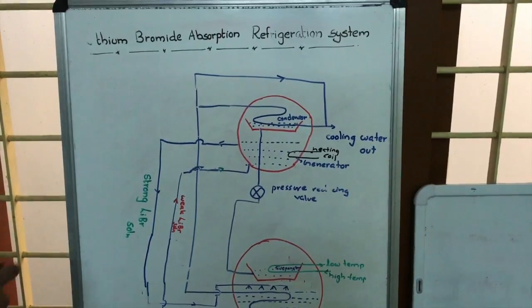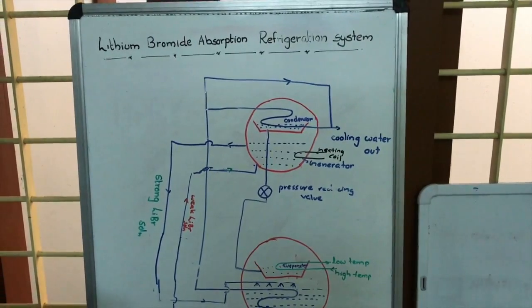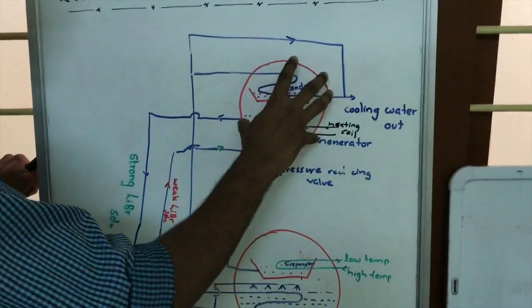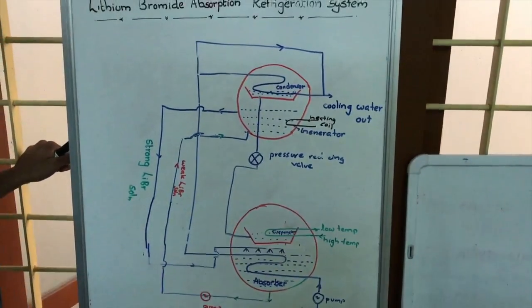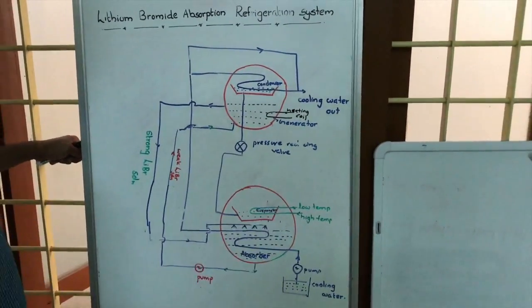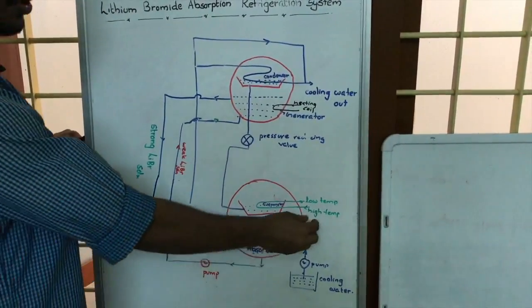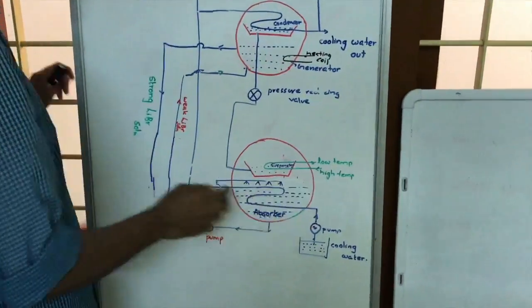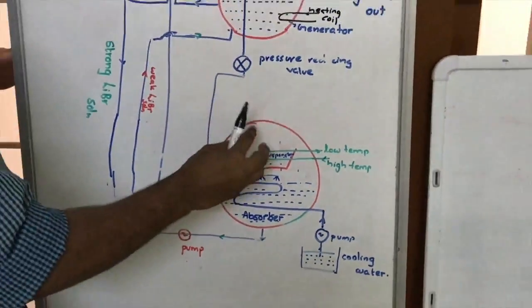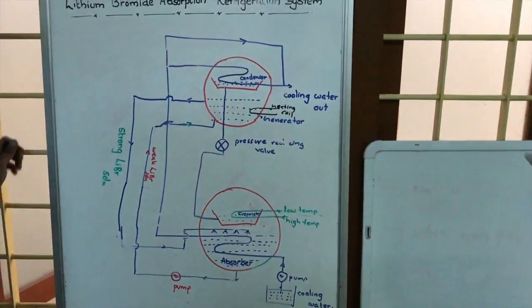So we are going to discuss this lithium bromide absorption refrigeration system. Here the main parts are this cylindrical part, which is a generator, and this cylindrical part, which is an absorber, and there is a condenser vessel, and here there is an evaporator vessel. We are using this setup so that we are able to get low temperature liquid. That is, here we are providing the high temperature liquid, and by this system we are cooling that high temperature liquid, and at last we are taking out low temperature liquid.